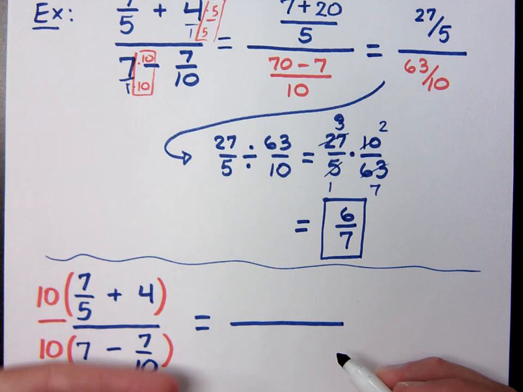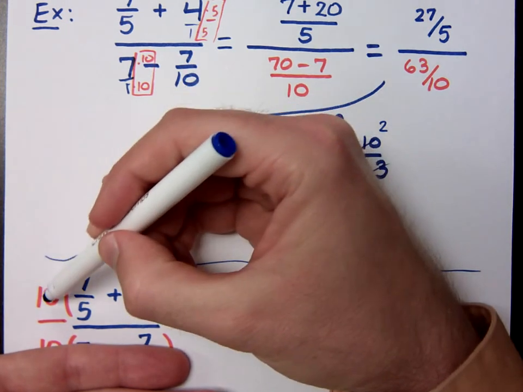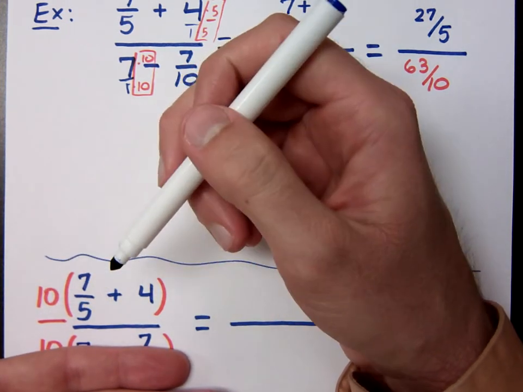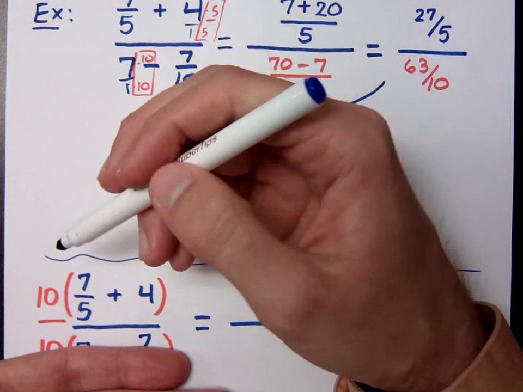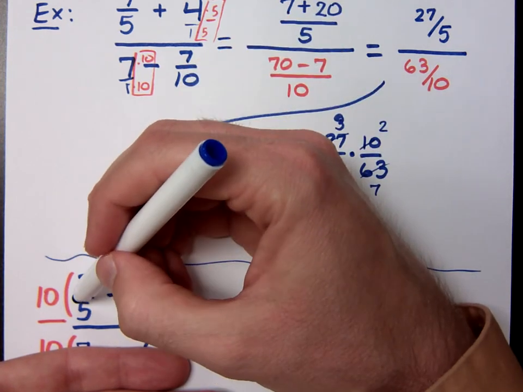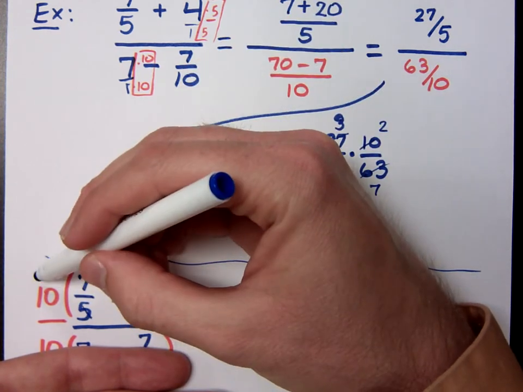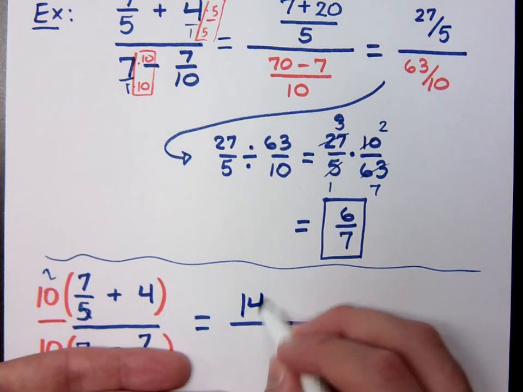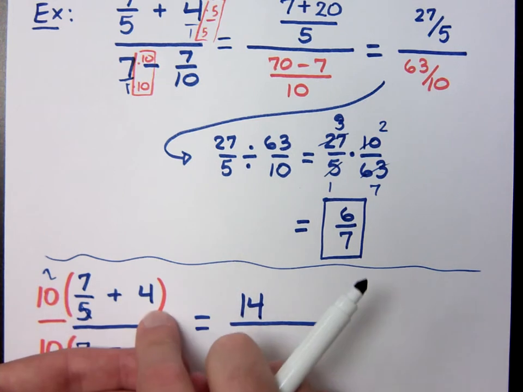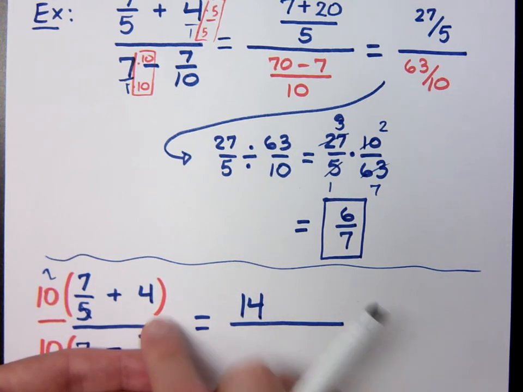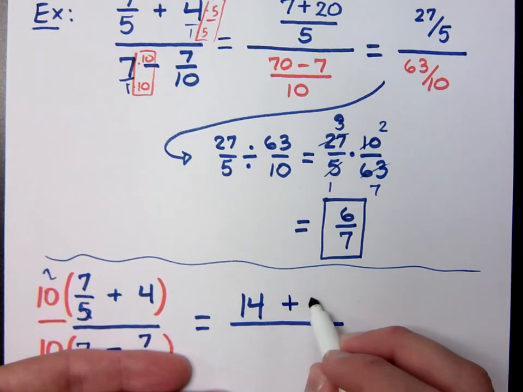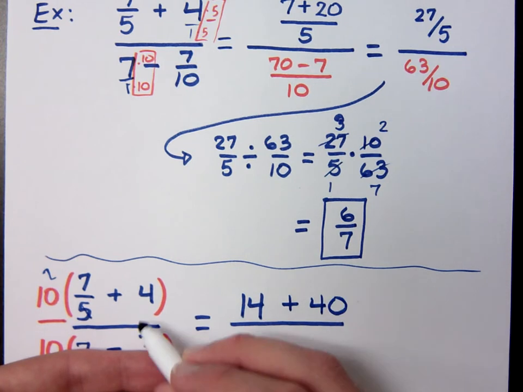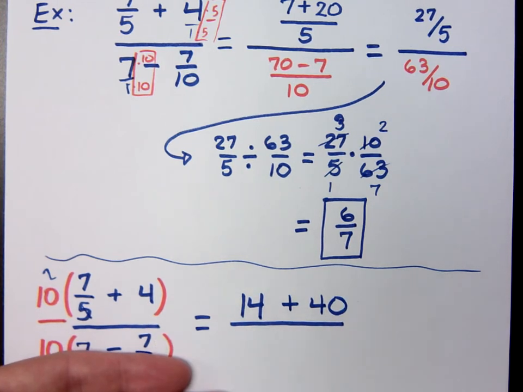So look in this numerator right here. If I do 10 times 7 over 5, what's going to happen? The 5 would reduce. 5 would go in here twice, right? So 2 times 7 is 14. But then you do 10 times 4, and that's going to be 40, right? Because there was no denominator here to reduce with the 10.